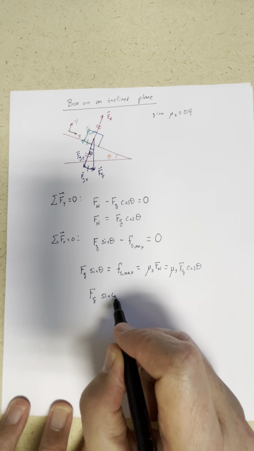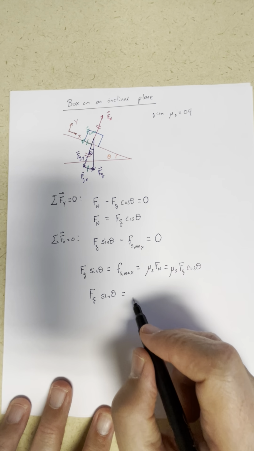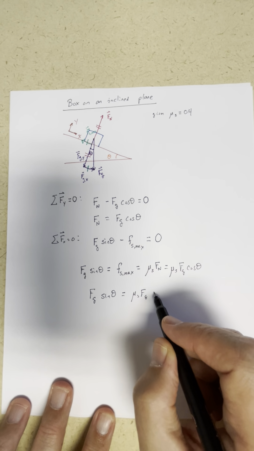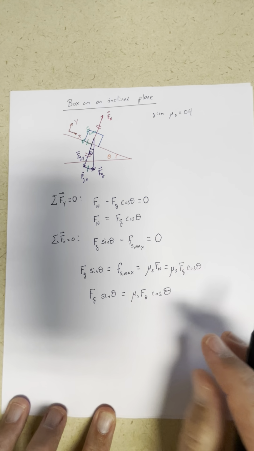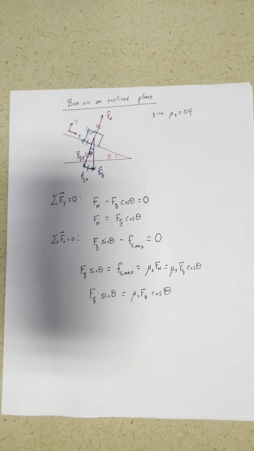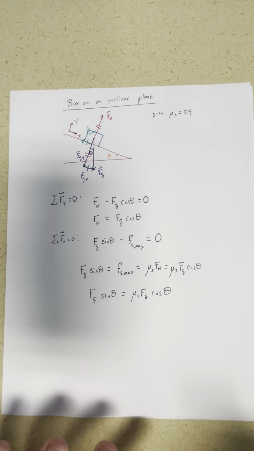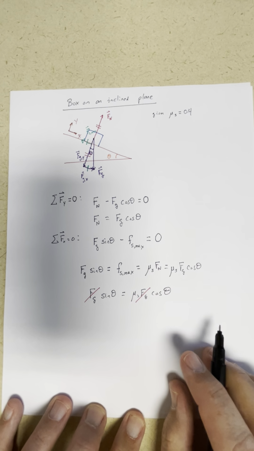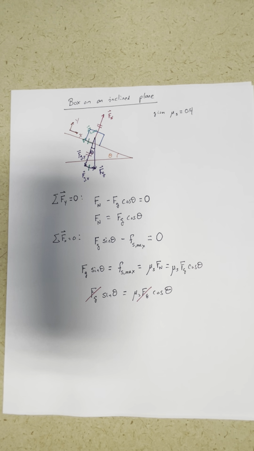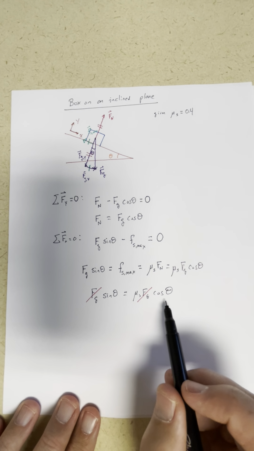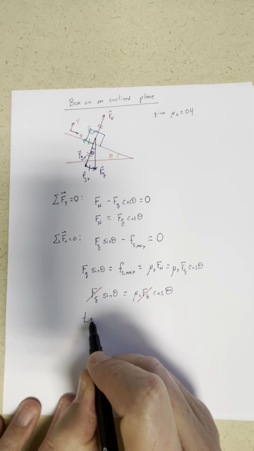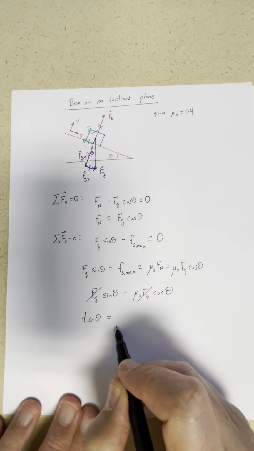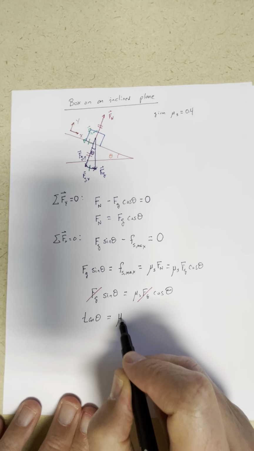F_g, the weight, times sine of theta is the coefficient of static friction times F_g, the weight, times cosine of theta. It's the same weight on both sides because the weight is causing both of these contact forces, the normal force and the force of static friction. So that cancels out. And we recall that tangent of theta is sine of theta over cosine theta. So divide both sides by cosine theta. We have that tangent of theta is equal to the dimensionless coefficient of static friction.